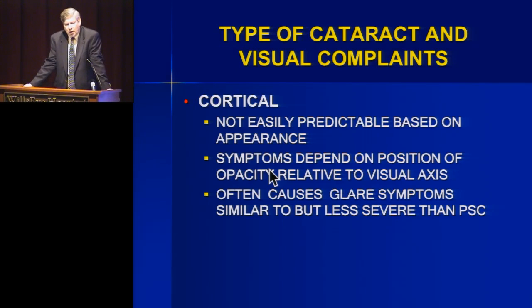Cortical cataracts are not as easily predictable based on the appearance, but you can sometimes get a hint based on what they look like. The symptoms oftentimes depend on the position of the opacity relative to the visual axis, and I'll show you in a second. They oftentimes cause symptoms similar to but less symptomatic than posterior subcapsular cataracts.